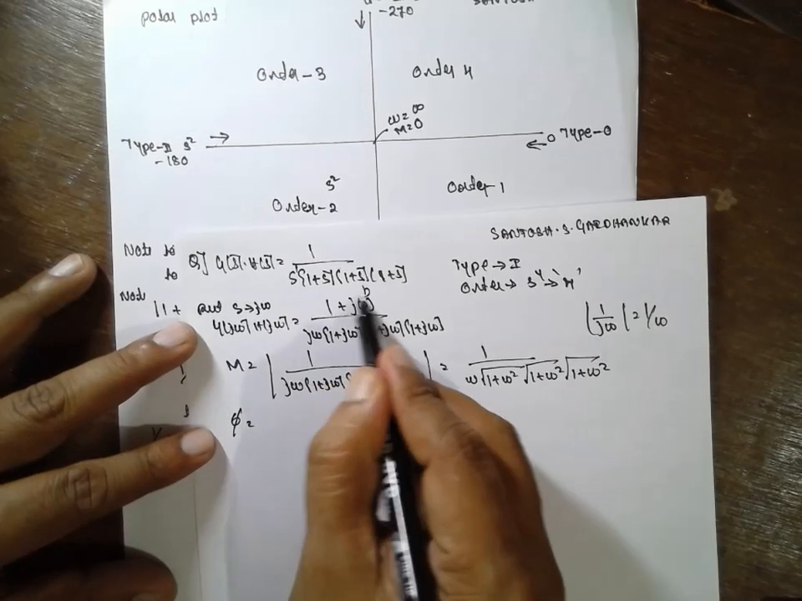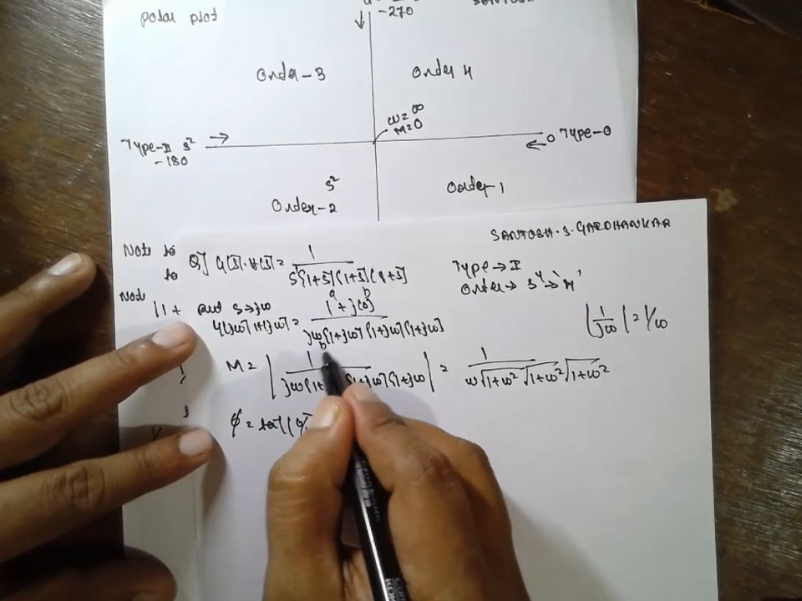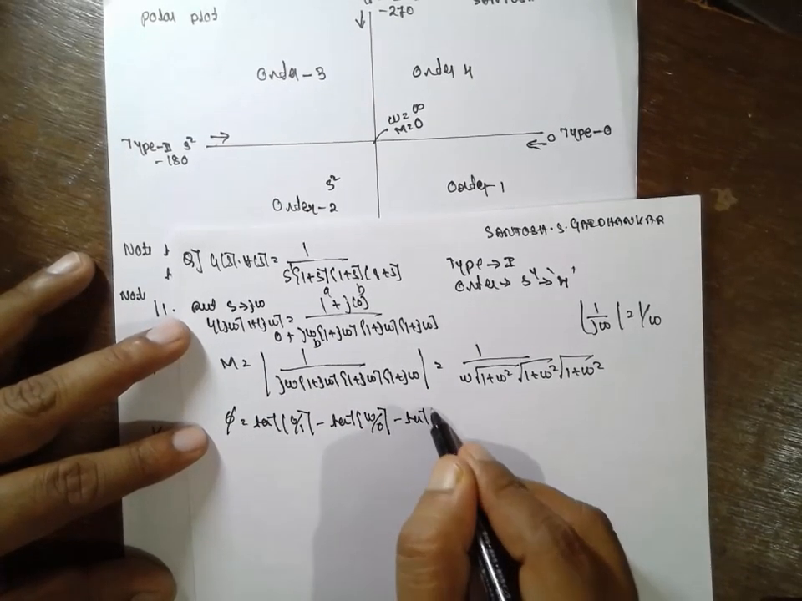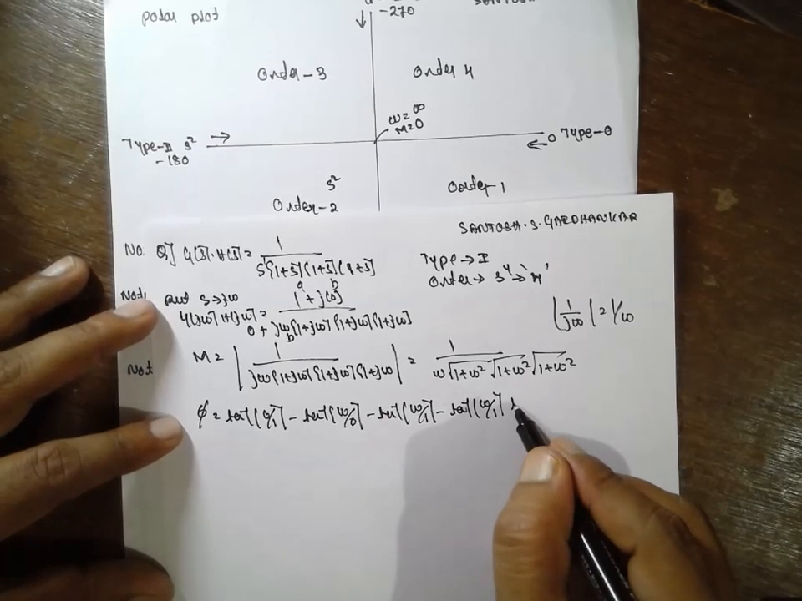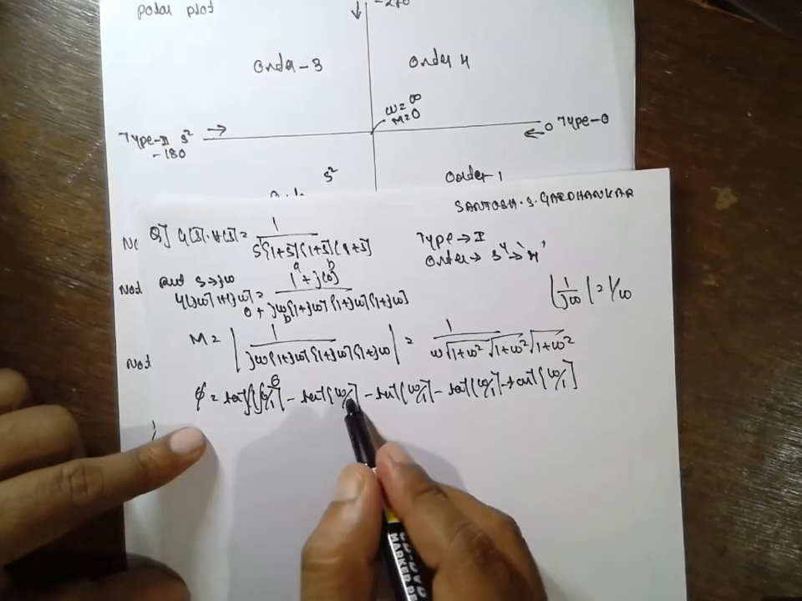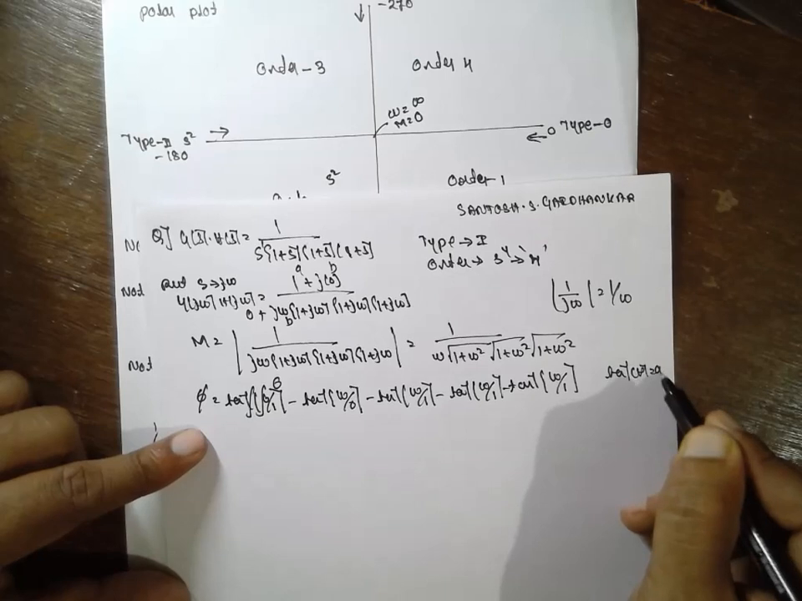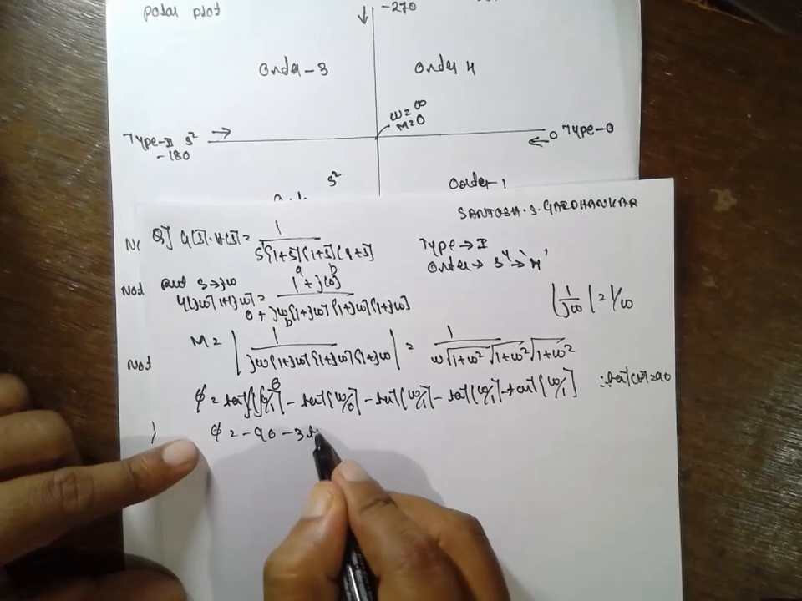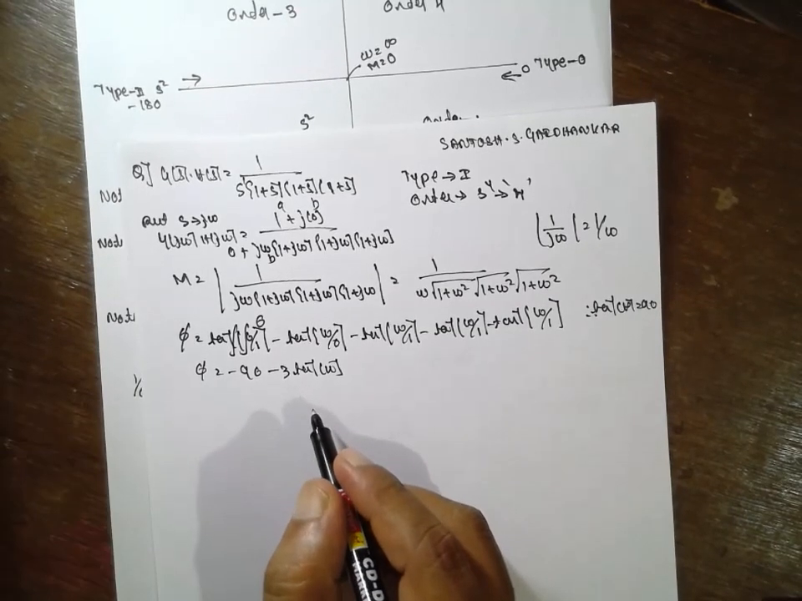For phase angle phi: for 1 plus j omega, it is tan inverse of b by a. Numerator 0 by 1 gives 0, minus tan inverse of omega by 0, which becomes infinite, minus 3 tan inverse omega. Anything divided by 0 is nothing but infinite. Tan inverse of infinity is 90. Therefore phi is equal to minus 90 minus 3 tan inverse omega.